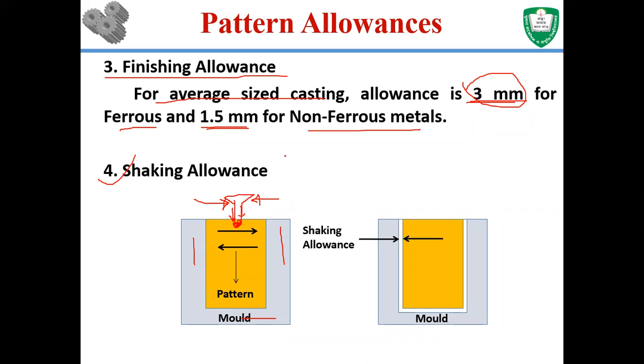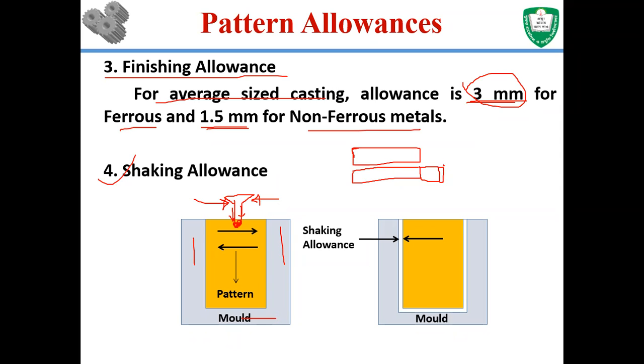And to summarize all four allowances, let's say you have a final casting size of this size, and you want to produce the pattern for this. To produce the pattern, I'll show only one direction. Due to the shrinkage allowance, you increase the size of the pattern, let's say this much. And for the draft allowance, you increase the angular dimension, let's say a little bit. That is for the draft allowance.